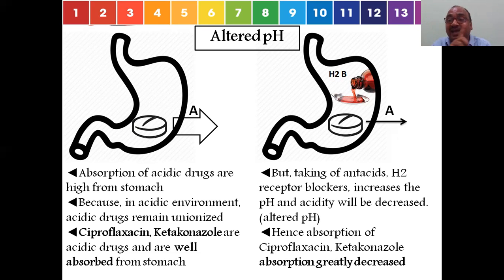It causes the drug to remain in unionized form. Acidic drug will not be ionized in the stomach. Since the stomach is acidic and the drug is also acidic, there is no chance of ionization. So unionized drugs are absorbed well, that we know very well. So ciprofloxacin and ketoconazole are acidic drugs, well absorbed from the stomach.